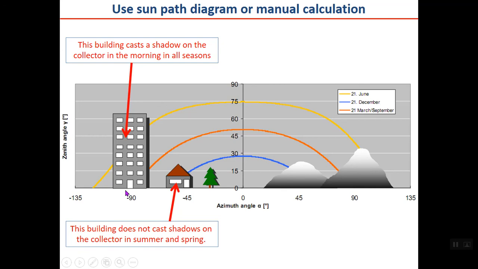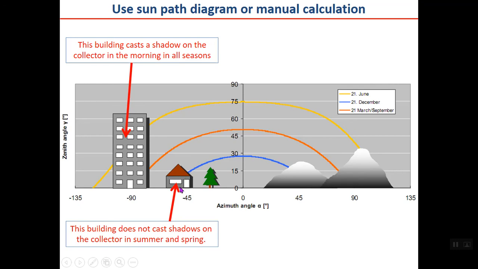And you can see that in the morning in all the seasons, either in December, in March or September, or in, for example, June, and the days in between, in all days from this time where the shading starts up to, for example, this time at which the shading will finish, this building casts a shadow on your collector.